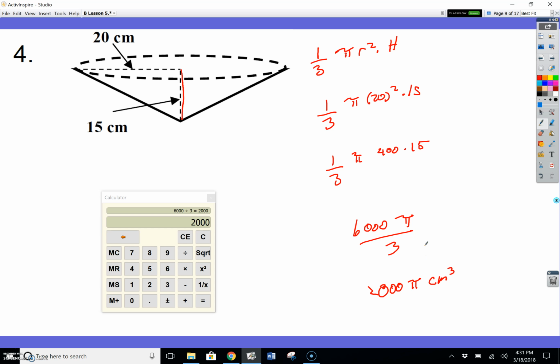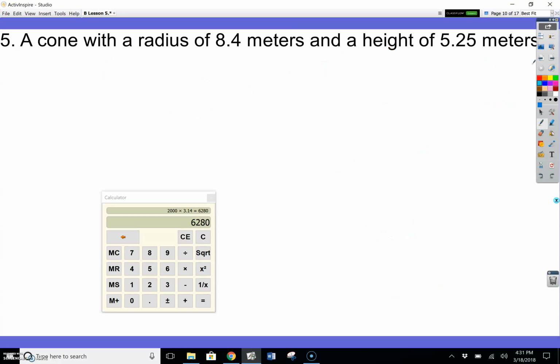This is the most exact answer that we have, but remember, I need to write my answer also into the nearest decimal, so we are going to use an approximation of pi, and as always, we're going to be using 3.14 in this class. So when I multiply this by 3.14, I am going to get 6,280 centimeters cubed. And that's your final answer. So now what we're going to do is continue on to the next one.